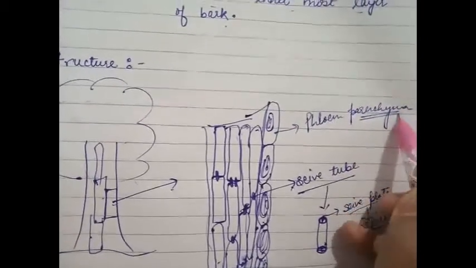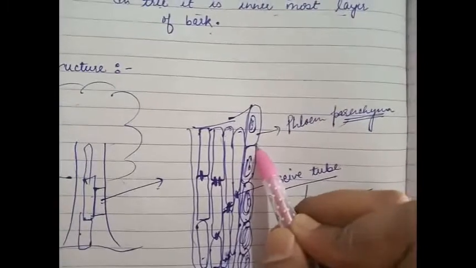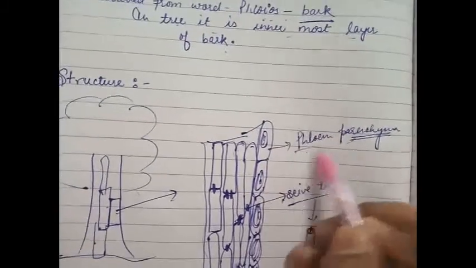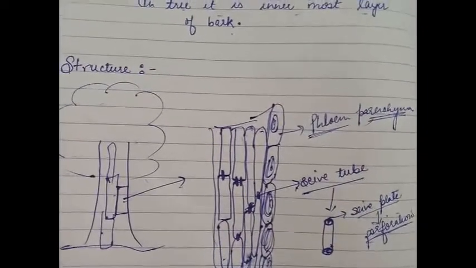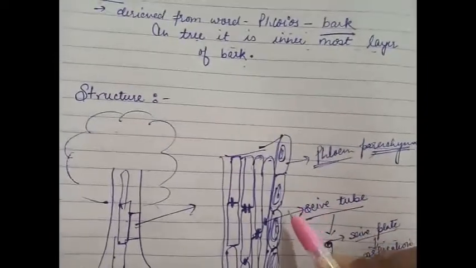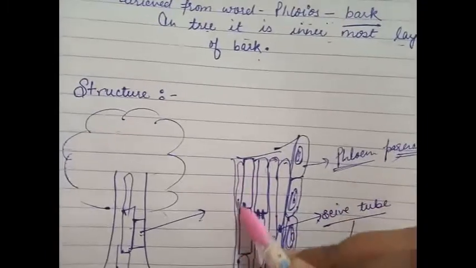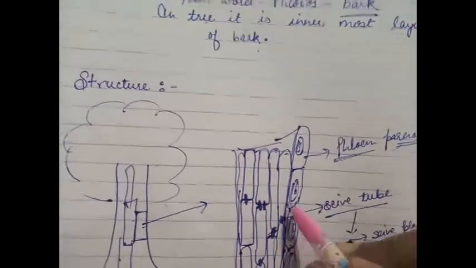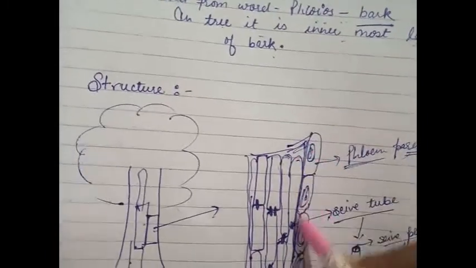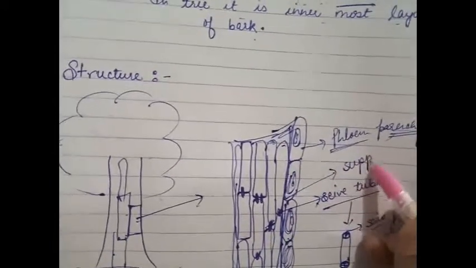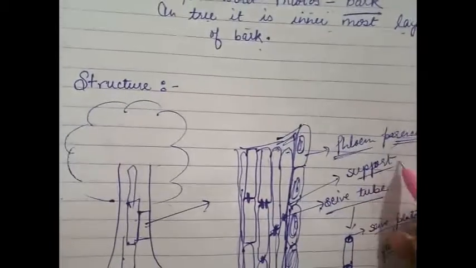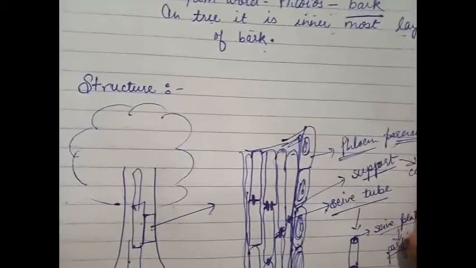This is a parenchymatous cell, which provides structural organization to the phloem fiber. And the third thing is companion cells. Here, all these are companion cells, which provide support. Support is provided by companion cells.